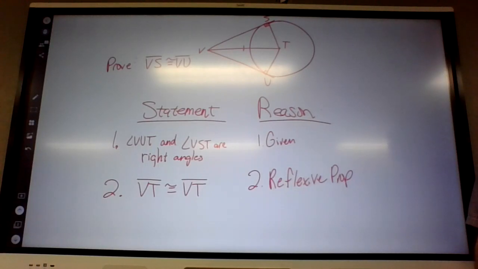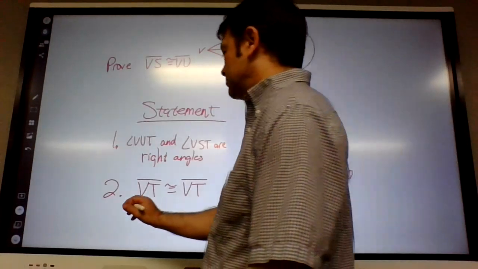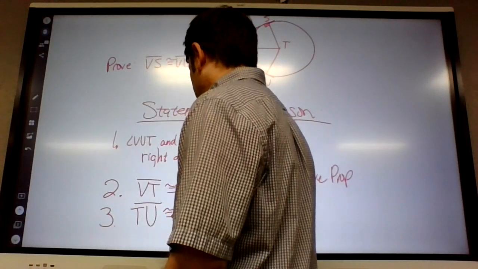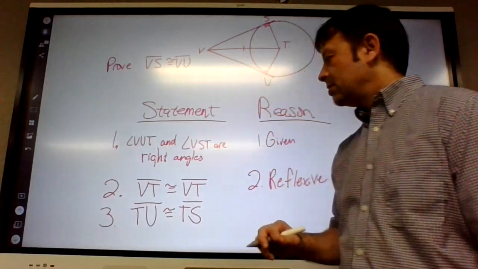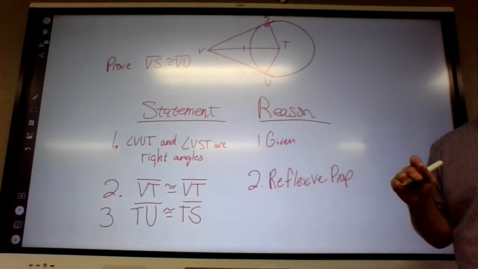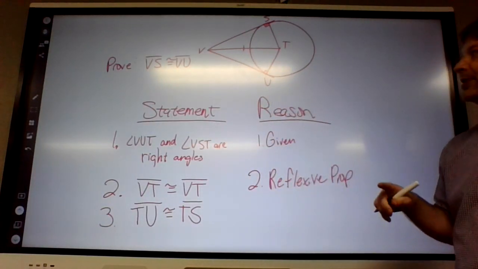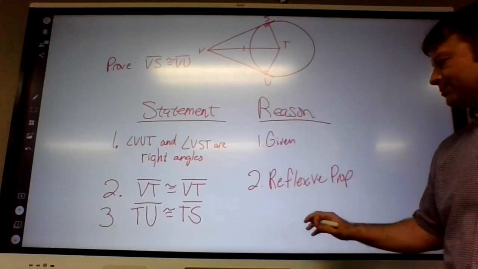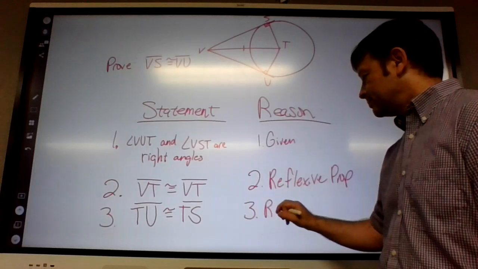Is that enough? No. Can anybody think of the other thing that we know has to be the same? It has to do with the circle, because they didn't draw the circle for nothing. Is it TU and TS are the same? Why do TU and TS have to be the same? Because why? Yes. Radii, that's plural. The plural of radius is radii. Radii in the same circle have to be congruent. And that's the reason.